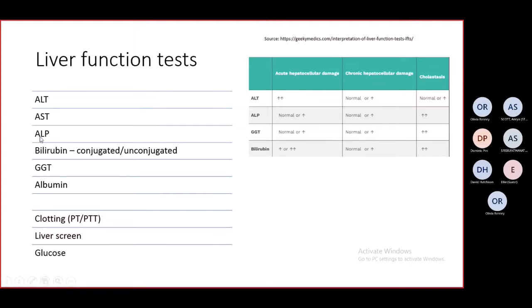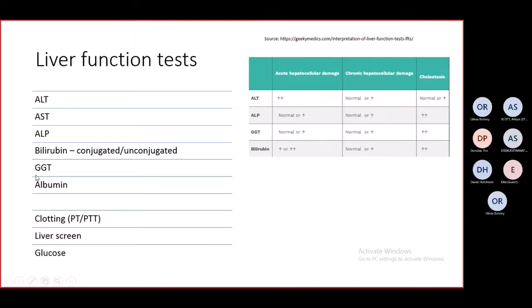So next is your bilirubin, and your bilirubin can either be conjugated or unconjugated. It's always good when you think about bilirubin to always ask yourself, yes, it might be raised, but is it conjugated or unconjugated? And we'll go into jaundice and raised bilirubin in a moment. But when you're thinking about liver function tests, always ask yourself, is it conjugated or unconjugated?